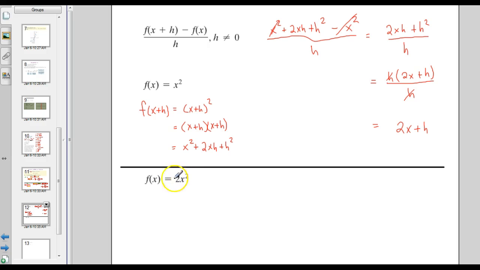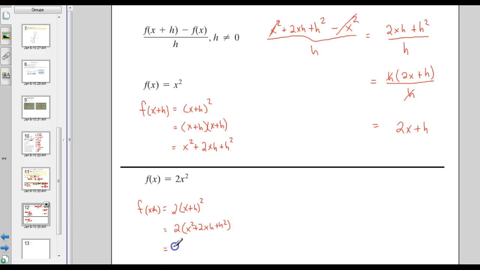F of x equals 2x squared, so f of x plus h. What does the function do this time? It squares the input, then doubles it. So it's going to square the input, and then it's going to double it. Well, we know what happens when it squares the input. That's what happened right here. We get this. So 2 times x squared plus 2xh plus h squared. And then we double it.